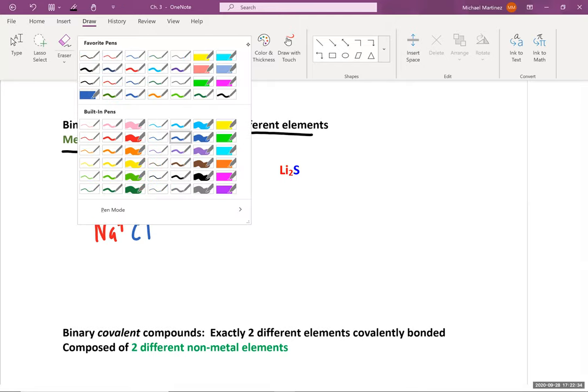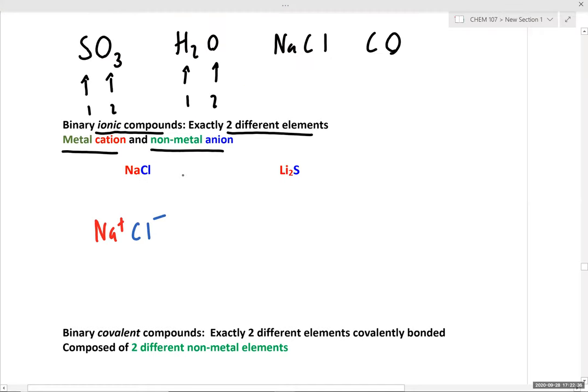The cation and anion do not need to be in a one-to-one ratio. The only criterion for a binary ionic compound is that we have exactly two different elements.